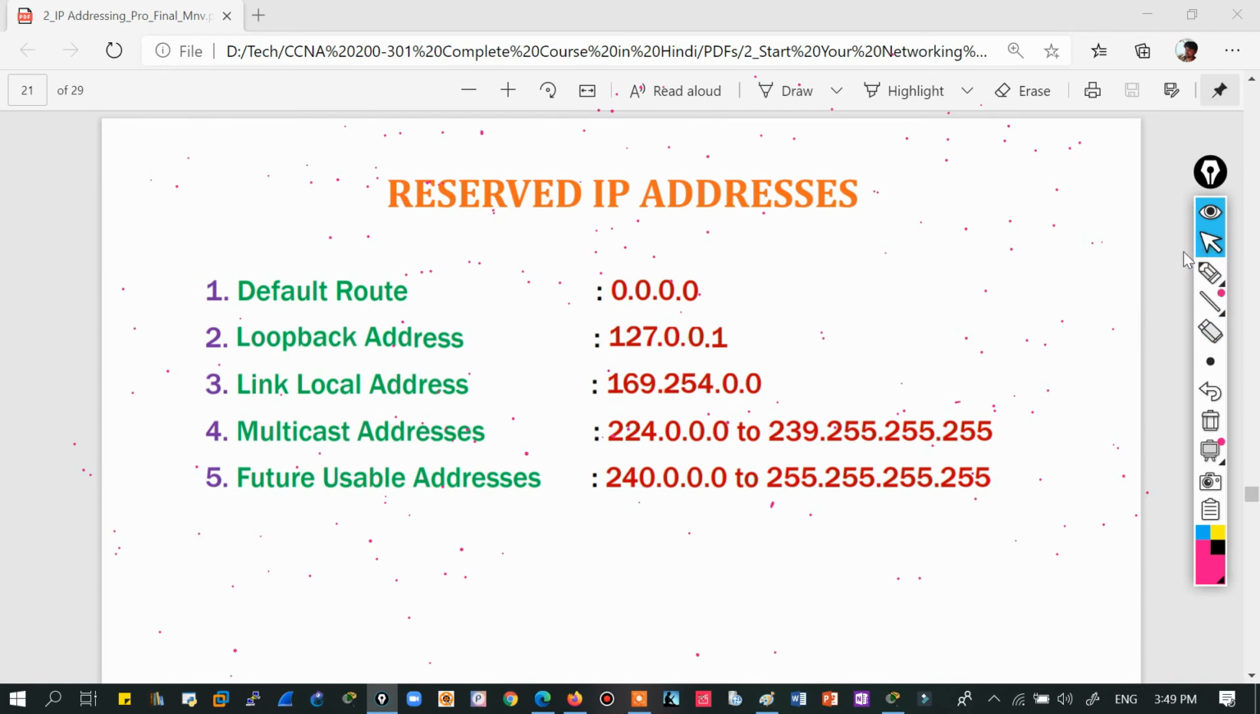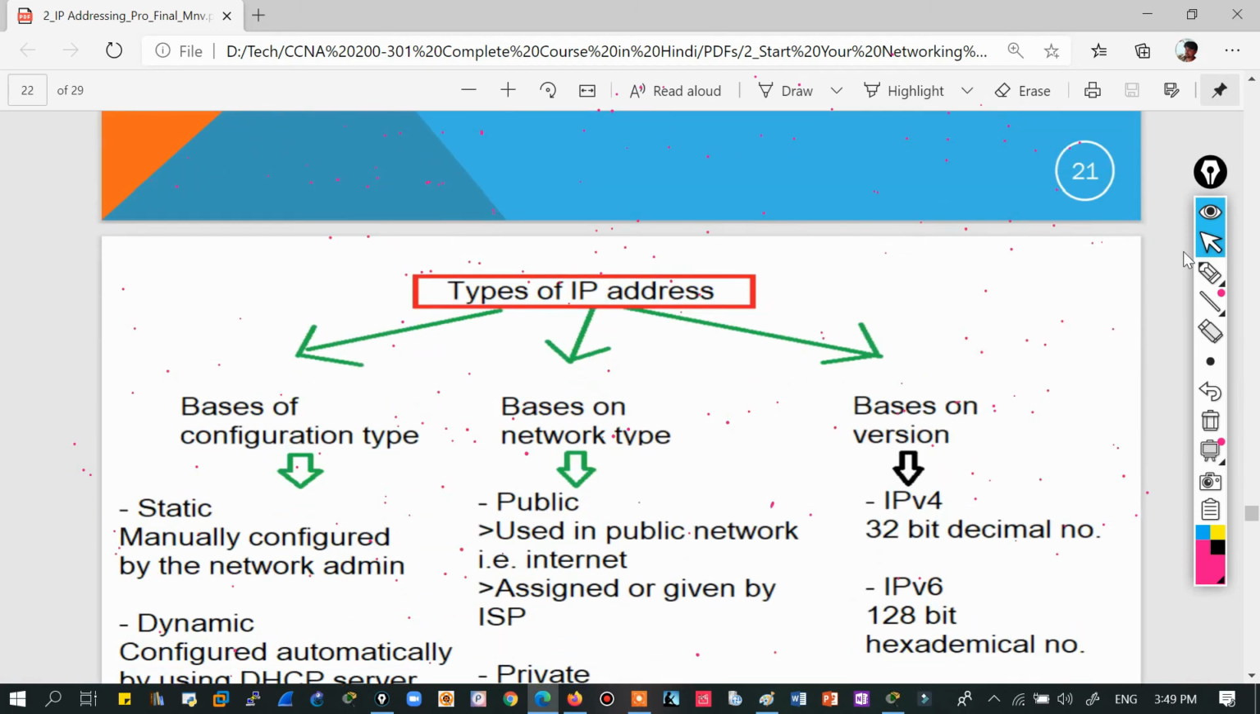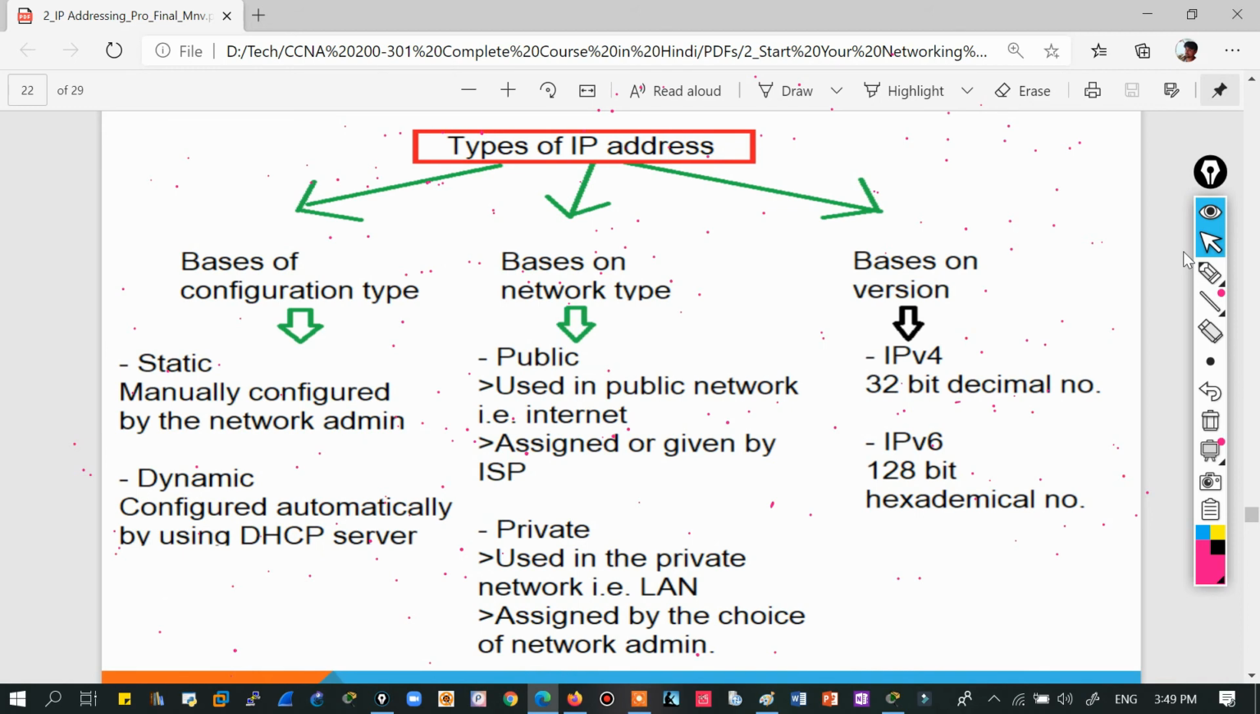So far we have discussed IP, their classes and their reserved IP addresses and everything, subnet mask, network ID, broadcast ID. One thing is left, I think, which is the types of IP address, right? So let's look at this also. We can classify IP addresses based on these 3 parameters. First is configuration type. It means I'm configuring manually or using a DHCP server. I have talked about this, it is clear to you. Then based on version, one is IPv4 that we have discussed so far, and one is IPv6.